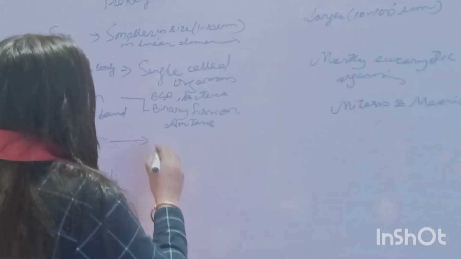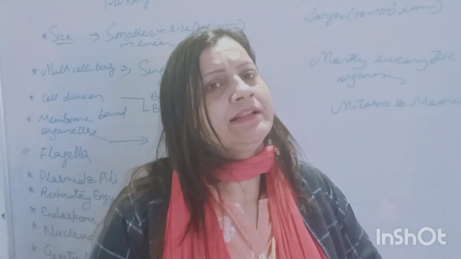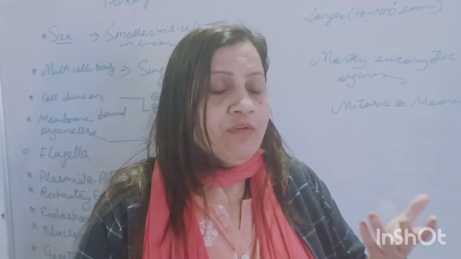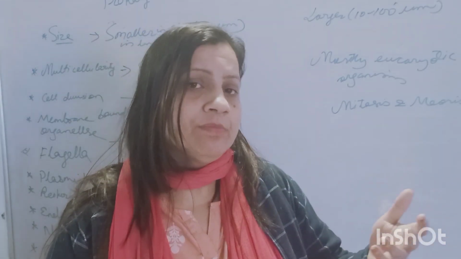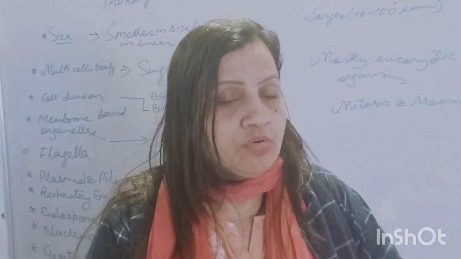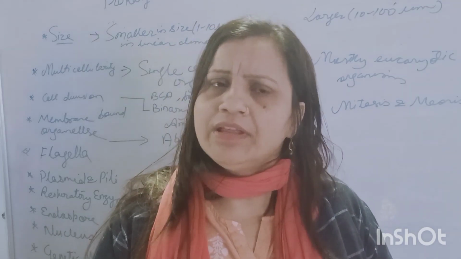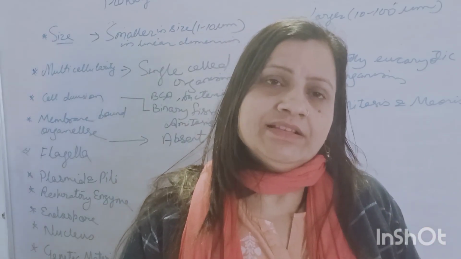But membrane bound organelles are absent in bacteria or prokaryotic organisms, as they are primitive in nature. It means they don't have so much advanced or evolved type of organelles. Like in a plant cell, chloroplast is present. The chloroplast has a double layer membrane, but that is absent in prokaryotic. So how do they photosynthesize? There are photosynthetic pigments present, but chloroplast is absent.